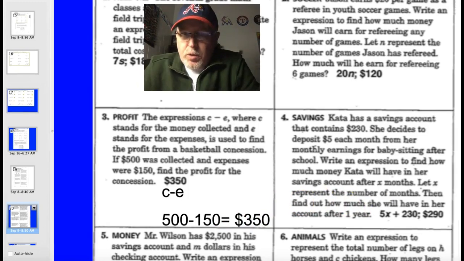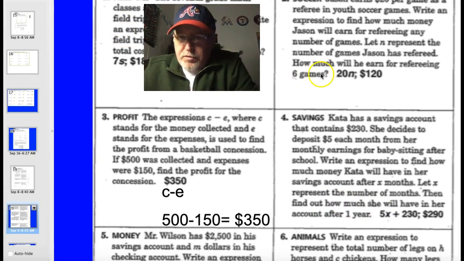All right, this last one about Kata. Your expression would have been 5x plus 230. Well, you find out how much money she will have in her account after 1 year. Well, if x is the number of months, that's going to be 5 times 12 because there's 12 months in a year. 5 12s are 60, and that's where you get the 60 plus 230 is the 290 dollars.